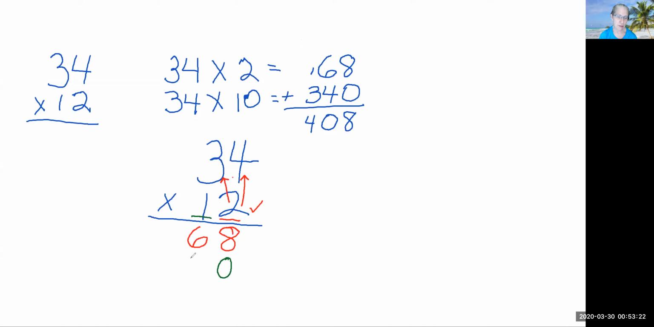Let's move over to your tens place. Now, the first thing you're going to do is multiply the number in the tens place on the bottom, which is 1, times the number in the ones place in the top number.